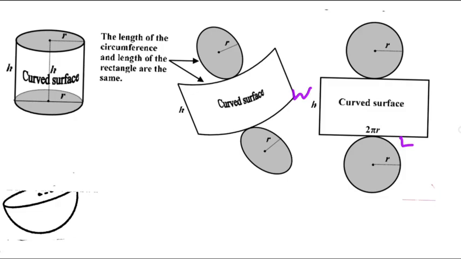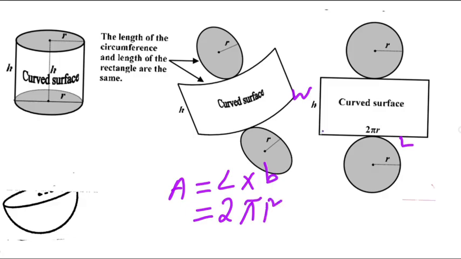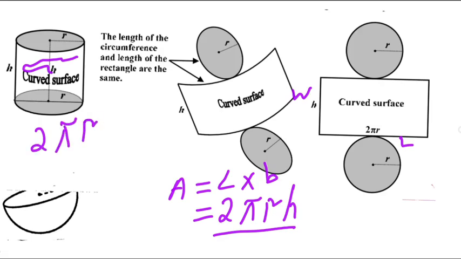The area of the rectangle, which is the lateral surface area of the cylinder, is calculated. Area is equal to length multiplied by breadth or width. The length we got is 2 pi r, the breadth or width we got is h. So the lateral surface area will be 2 pi r h.